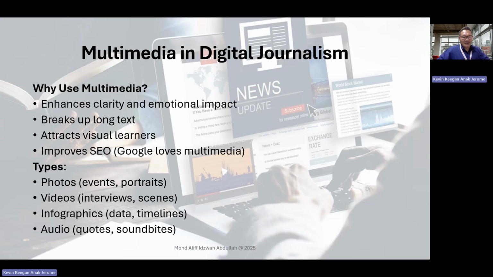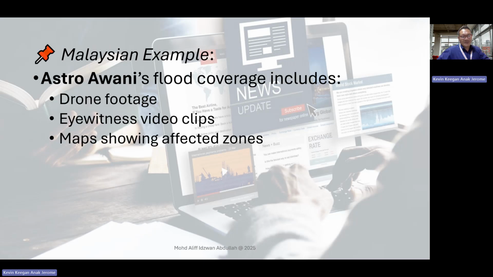Multimedia enhances clarity, breaks up long text, attracts visual learners, and improves SEO. Types: photo, video, infographic, and also audio. Examples here: Sarawak drone footage, eyewitness live video clips, live reporting on TikTok. These things are attractive for news viewers nowadays.